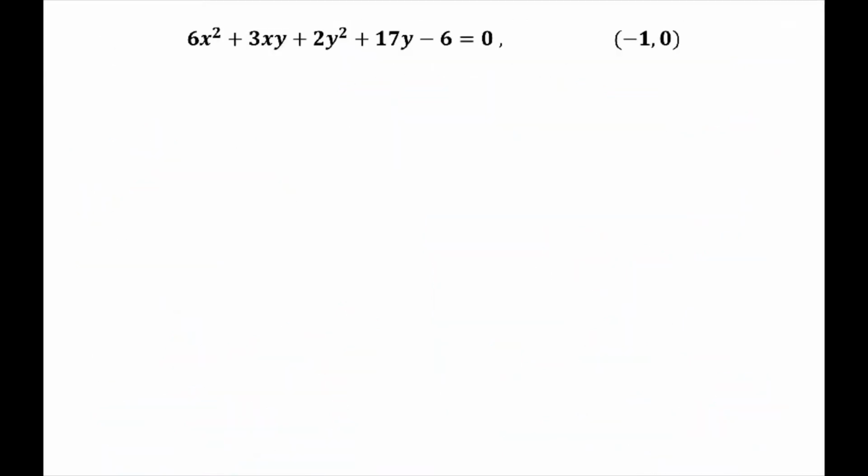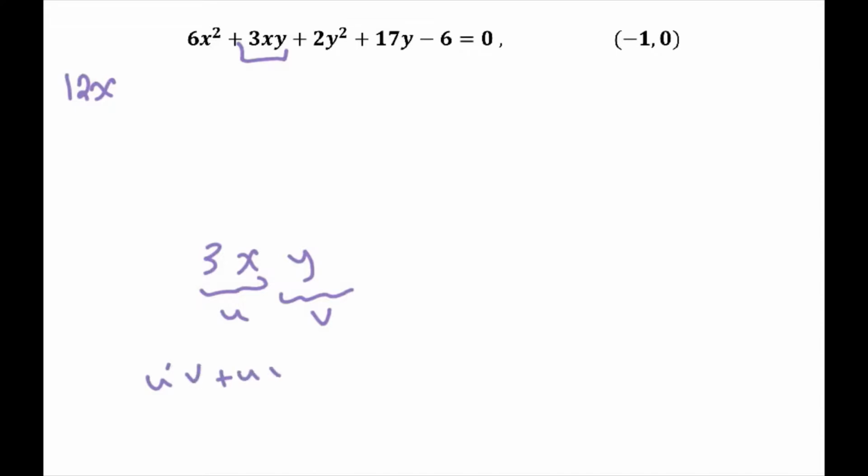So let's do this question similar to the previous one. You need to find the tangent line and the normal line of this curve at the point -1 and 0. So first we need to find the derivative, which is the slope of the tangent. I'm going to differentiate 6x squared. That's going to be 12x. Then the derivative of 3xy: basically, this is going to be u, and this is going to be v. So it's going to be u prime v plus u v prime.